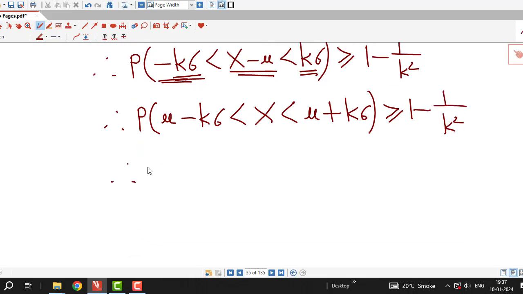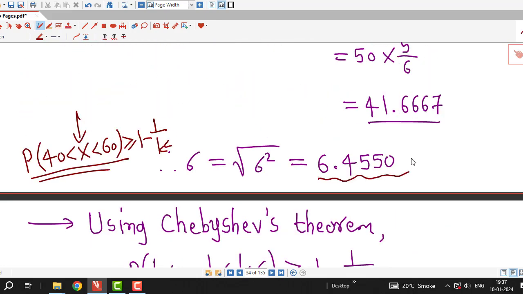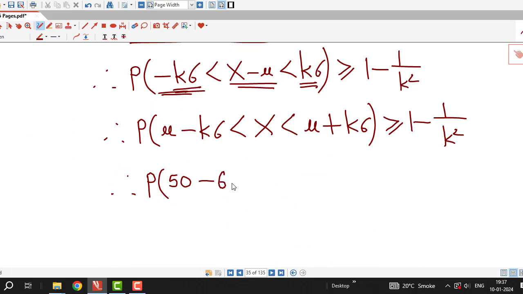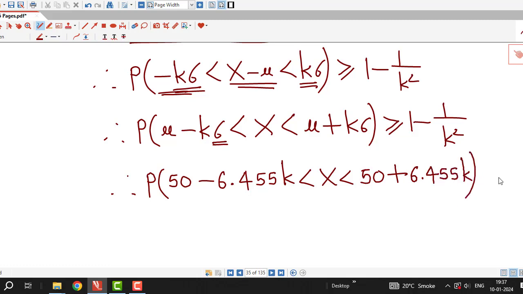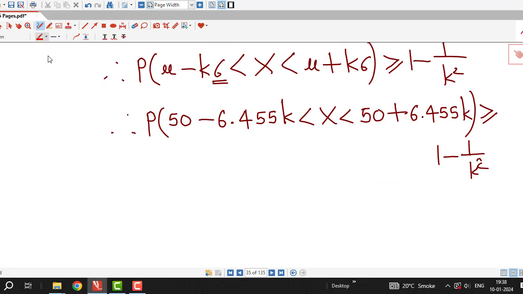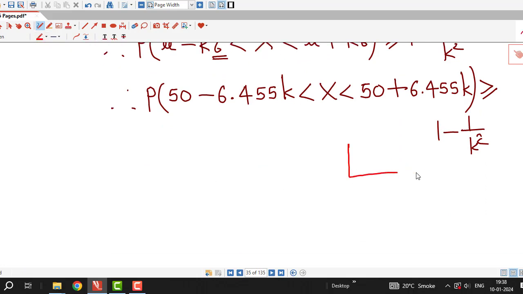Now I have the values of mean and standard deviation, which I substitute here. Mean was 50 minus standard deviation, which is 6.455, so I write 6.455 sigma into k. This is less than X less than mean mu, which is 50, plus sigma into k. Sigma is 6.455, so 6.455k, and this is greater than or equal to 1 minus 1 by k square. Let me give this number 1.